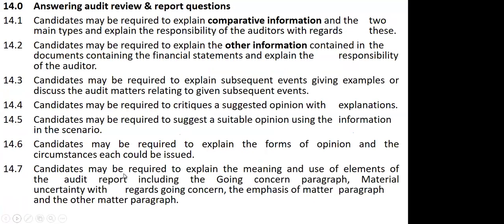To go to reviews again, candidates may be required to explain comparative information. You must know what comparative information is. We talked about other information, very, very important. Subsequent events are a common exam question, and the examples of adjusting and non-adjusting events. We must know where the client has not done the correct thing and we need to ask them to correct. Candidates may be required to critique a suggested opinion. In other words, the examiner may give you: this is the work that has been done, and this matter is material and so on. The suggested opinion is a qualified opinion.